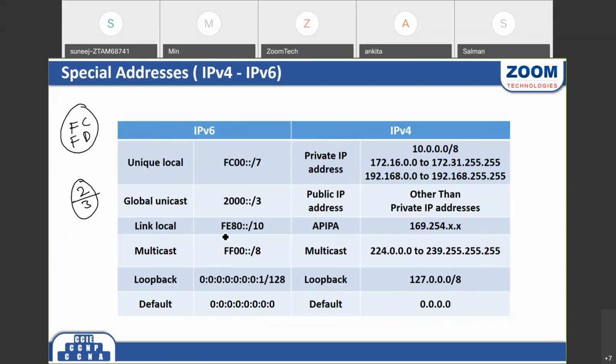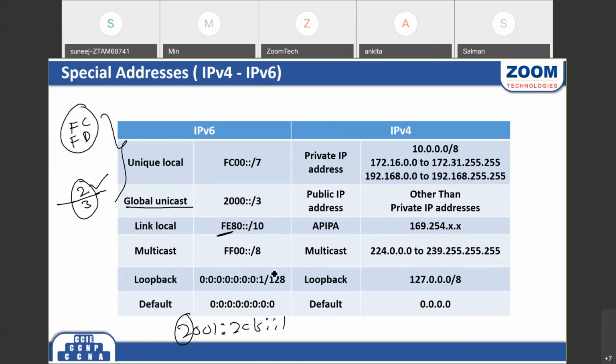Any IPv6 starting with FE is a link-local IP. Mostly two addresses are enough. Take the example 2001:2CF::1. This IPv6 address starts with which number? 2, right? So any IPv6 address starting with 2, what do we call this address? Global unicast.